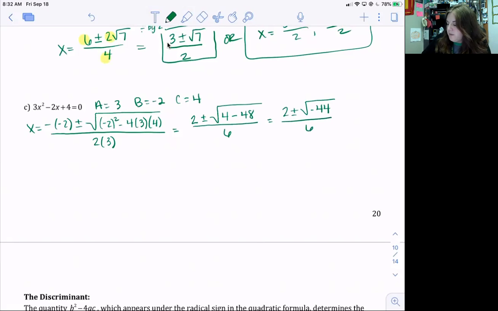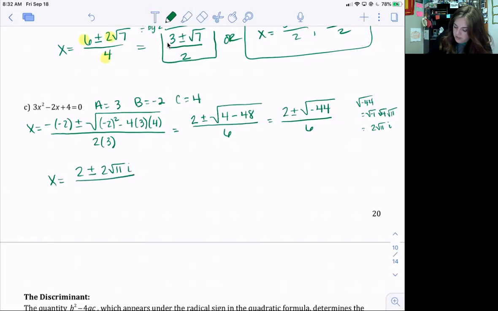So the square root of -44 can be broken up into the square root of -1, the square root of 4, and the square root of 11, which gives us 2 square root of 11, i. And be careful to make sure your i is outside of the square root. So x equals 2 plus or minus 2 square root of 11, i, all over 6.